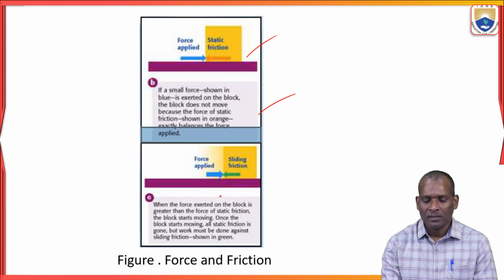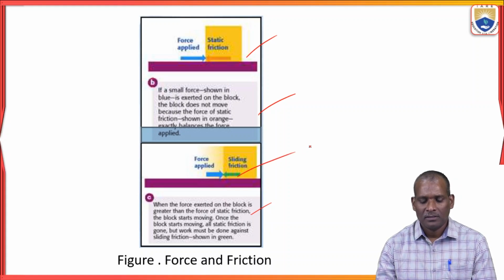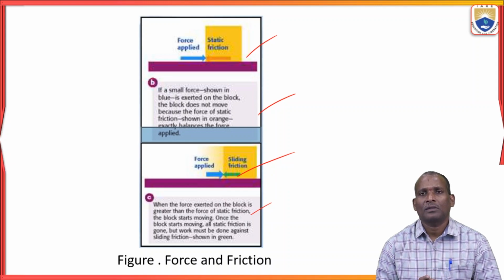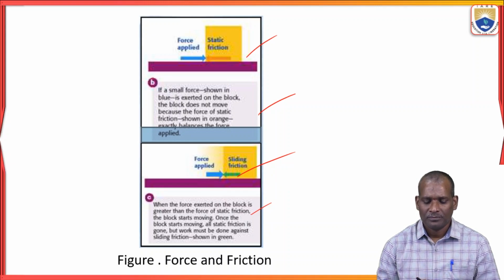Similarly, here is a force applied on sliding friction, when the force exerted on the block is greater than the force of static friction, shown in green color. So in this case, the block starts moving.